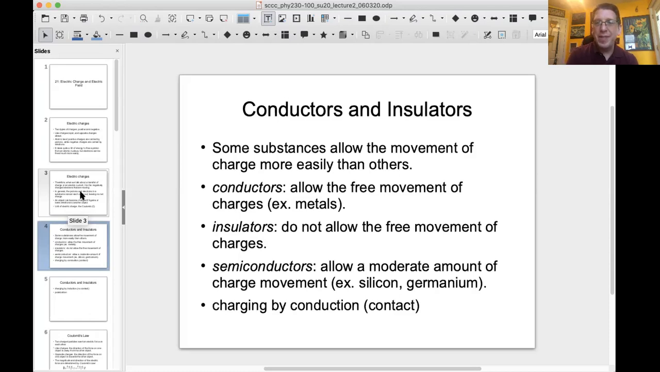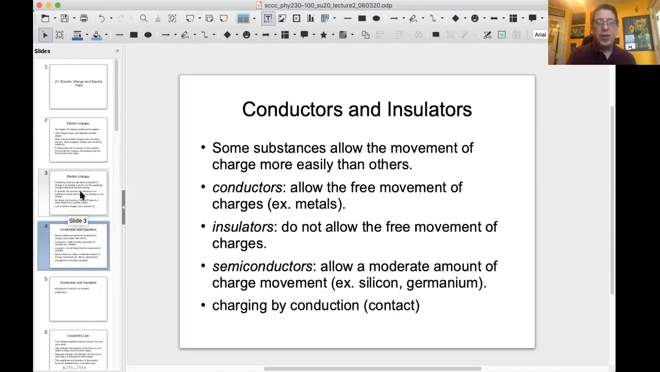But basically, we'll leave it here as that we have three types of substances. We have conductors, which allow electrons to move through very, very easily. We have insulators, which essentially block the movement of electrons through them. And we have semiconductors, which allow a moderate amount of movement through them. So silicon and germanium and carbon are considered semiconductors. Semiconductors are very valuable because they make it possible to regulate the flow of current, and so they have a lot of value in electric circuitry, especially modern electrical circuitry.